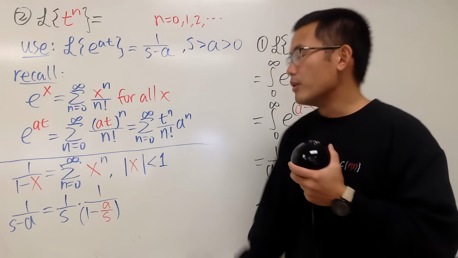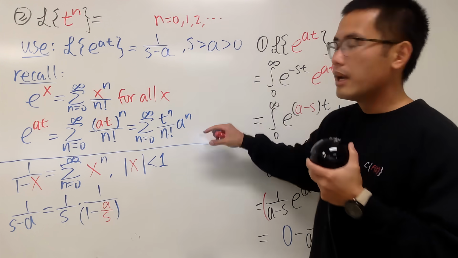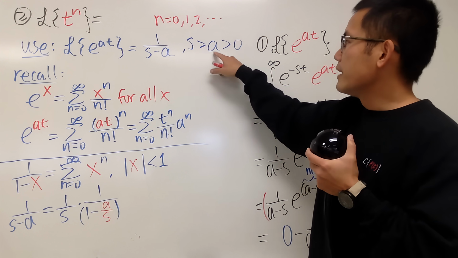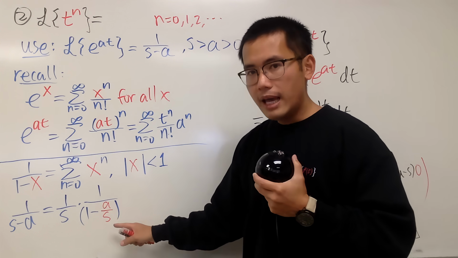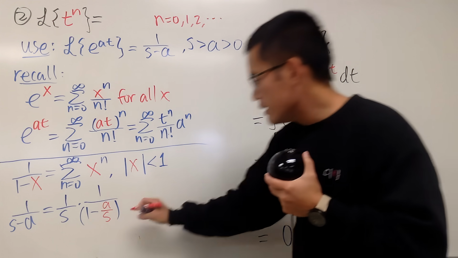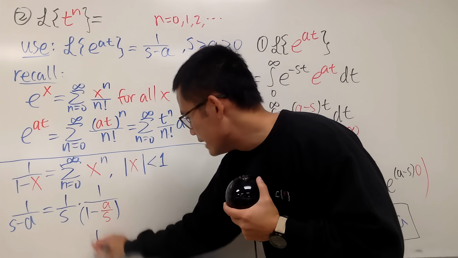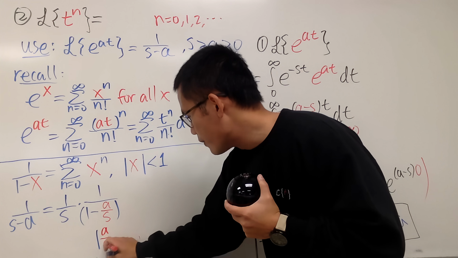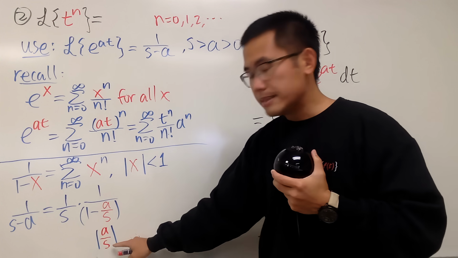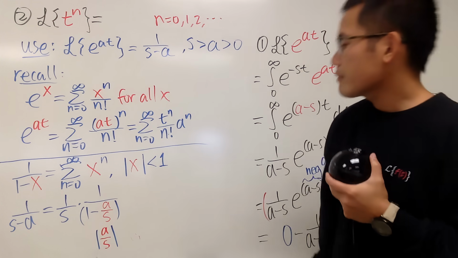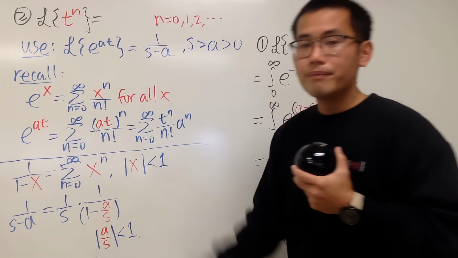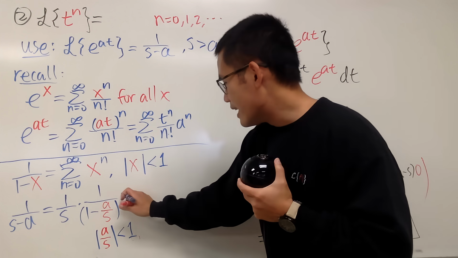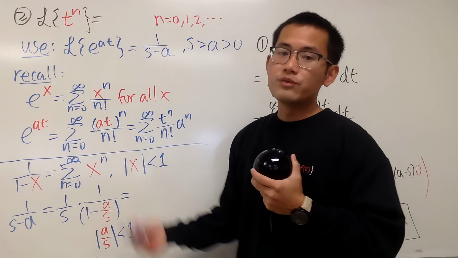Now, here is the deal. Because we do have this condition, have a look. S is greater than a, and they are both positive, and right here we have a over s. So of course, in this case, notice that the absolute value of a over s, the top is smaller than the bottom, right? This right here has to be less than 1, for sure. So, with that said, we know we can use our best friend right here.